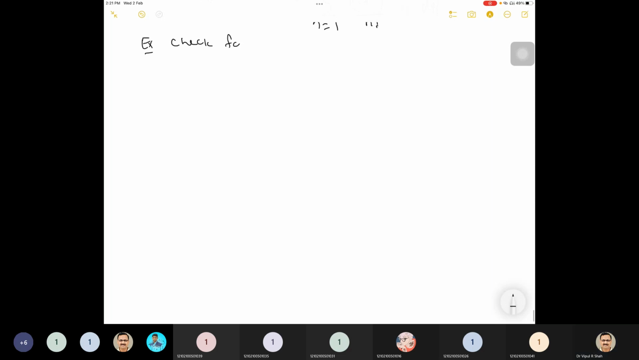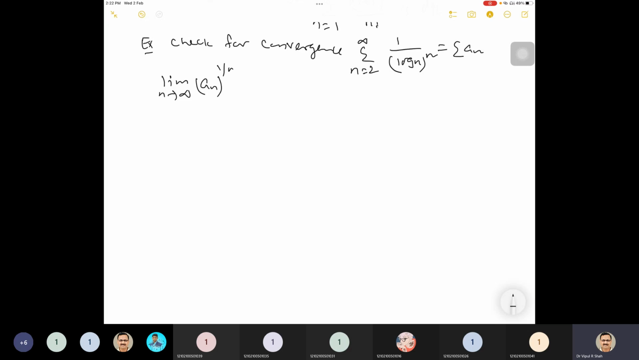Check for convergence. Series n equal to say 2 to infinity 1 upon (log n) power n. So this is series a(n). Now let us use root test. So limit n tends to infinity a(n) power 1 by n. So limit n tends to infinity 1 upon log n. Understand? Now what is this limit?